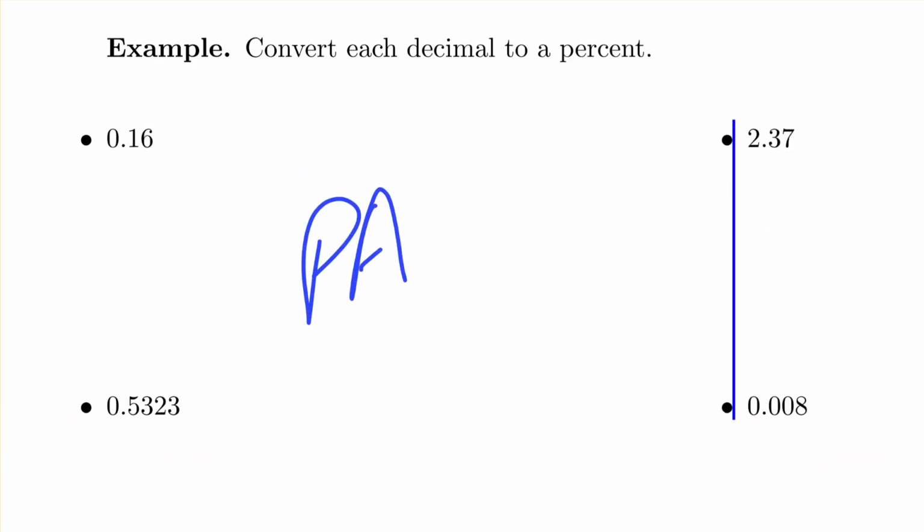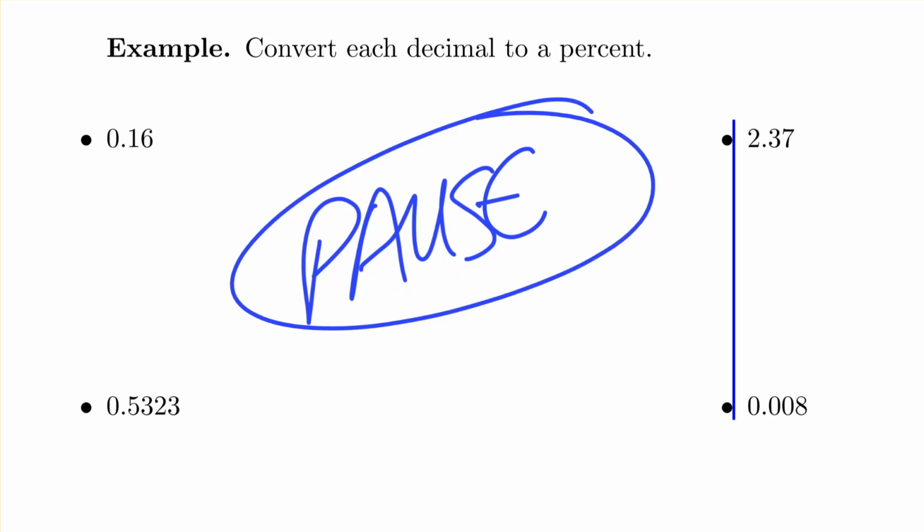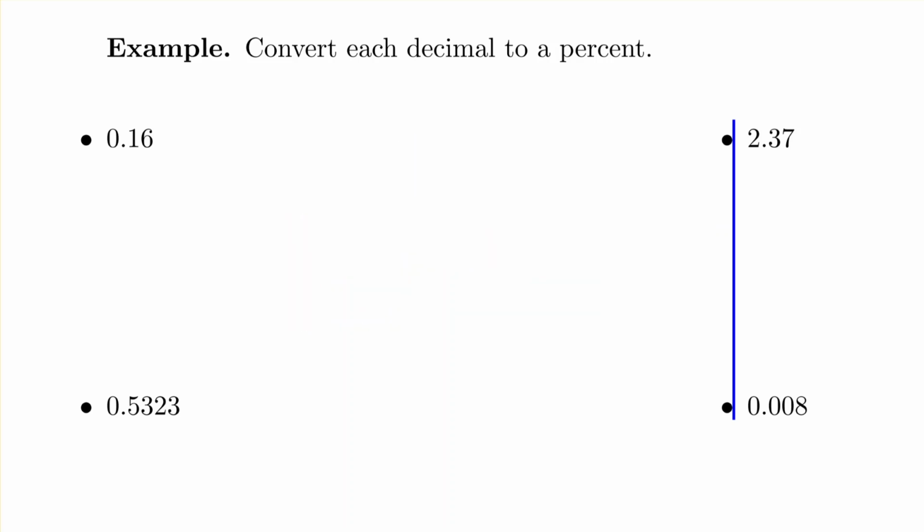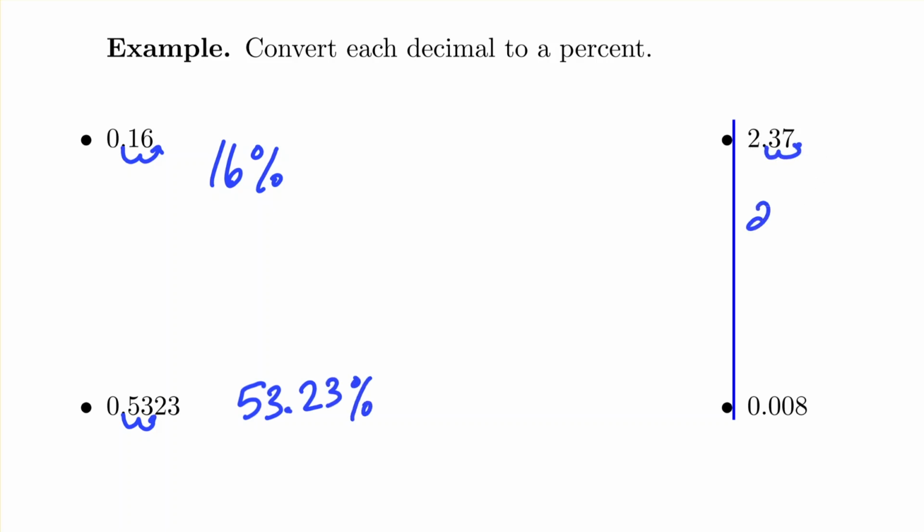So here again, we've got a new example. If you would pause, attempt these on your own, unpause to check your work. So decimal to a percent, you find the decimal place and move to the right. So this will become 16%. Move the decimal 2 places to the right. This will become 53.23%. Decimal place 2 places to the right. This will become 237%. Decimal place 2 places to the right, 0.8%.